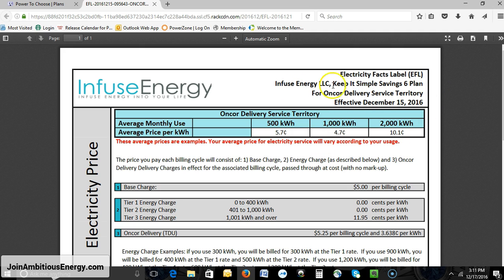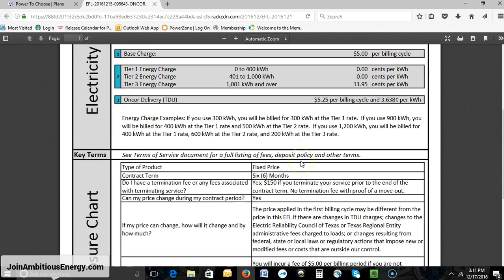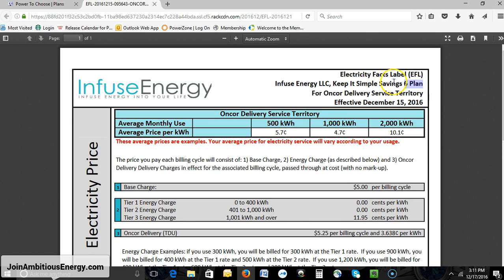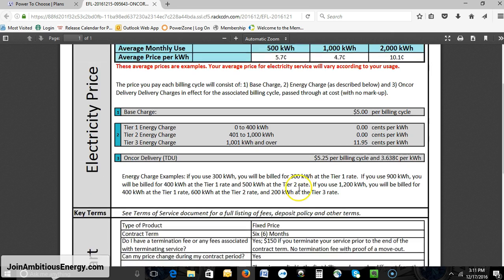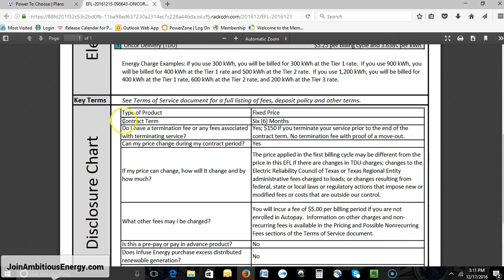So up here, this plan is called the Keep It Simple Savings 6 plan. Okay, Keep It Simple is actually kind of funny because it's not quite as simple as you might think. 6 basically indicates that it's a 6-month plan. And yeah, if we scroll down here, contract term 6 months. Okay, so here's another thing to keep in mind. This contract ends in 6 months.